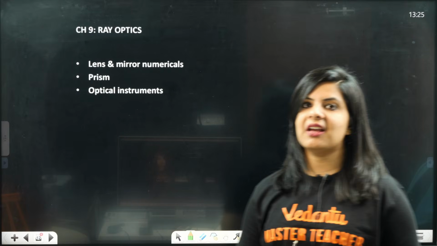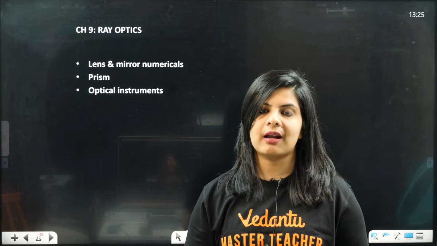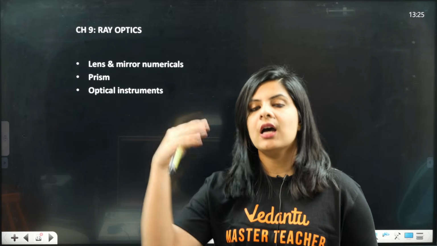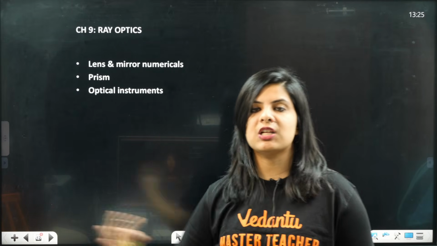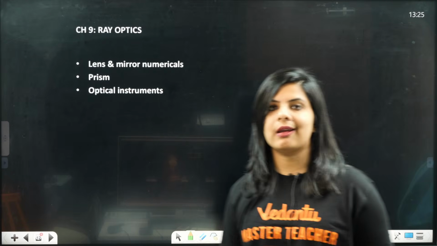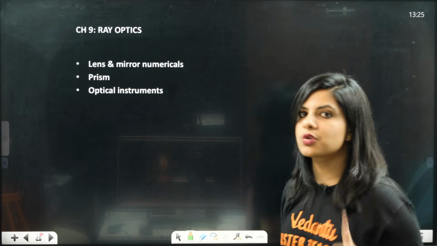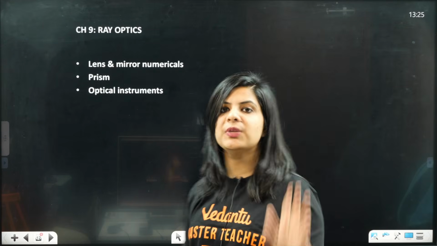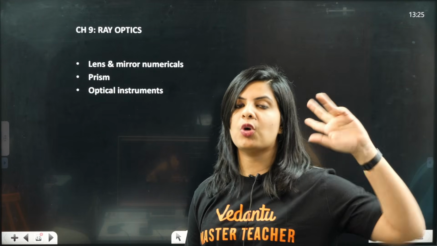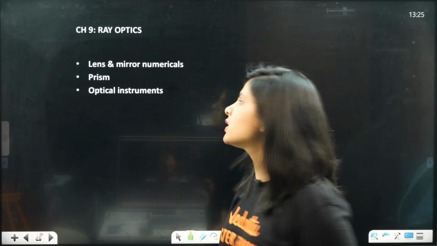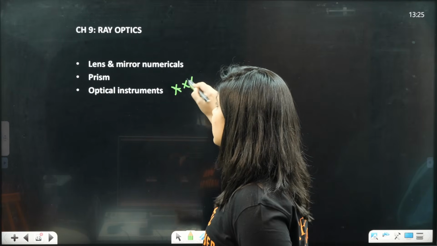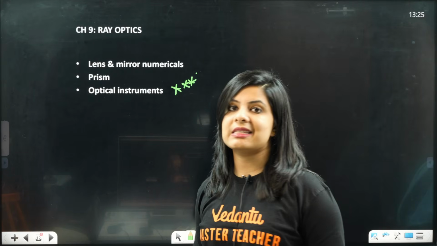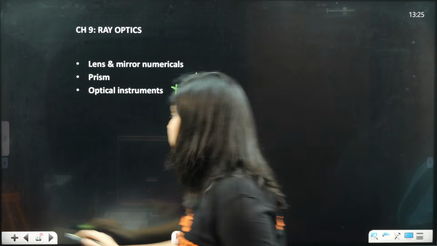You should know the ray diagrams. Maybe they won't ask for the ray diagram directly, but you should know it because we use these ray diagrams in multiple cases. For optical instruments, you should know the magnification of the simple microscope, compound microscope, and astronomical telescope, because this is very, very, very important, and you can see this question has been asked multiple times.